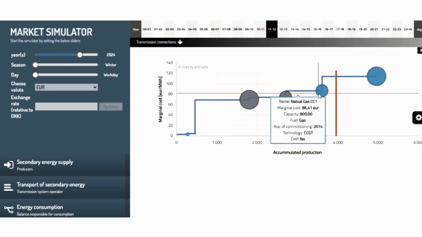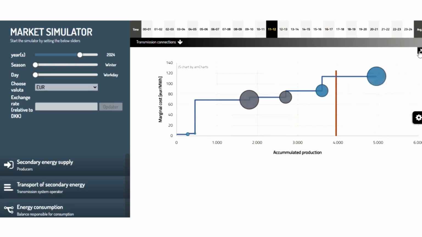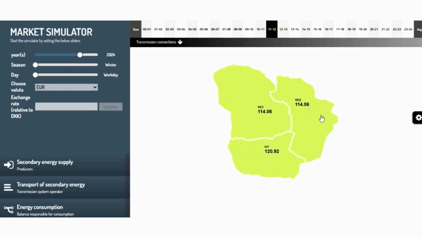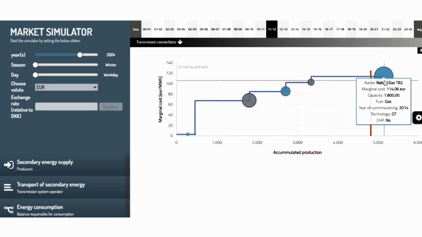These units, they are running full load. This unit here is running part load, and it is this unit that is the price setting unit in area VE1. We do the same here for VE2. These units, they are running full load. This is running part loaded, and this unit here is the unit that defines the price in VE2.